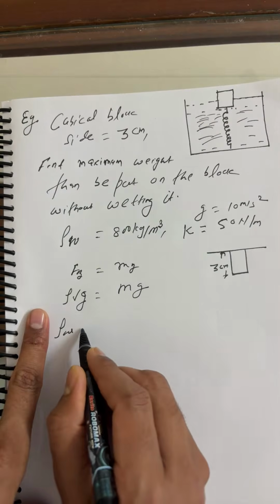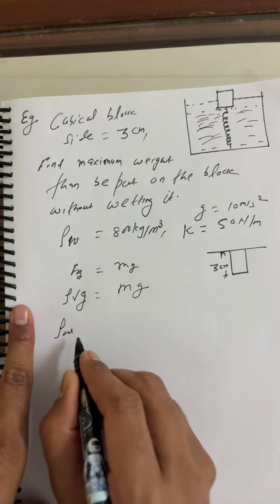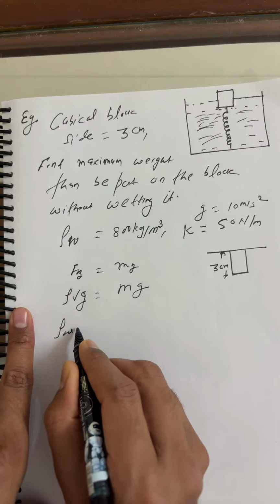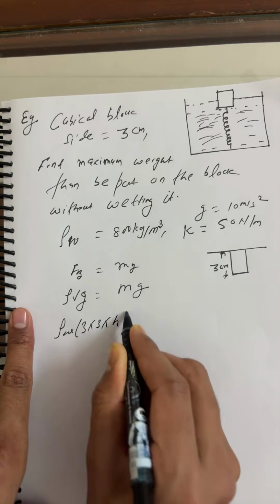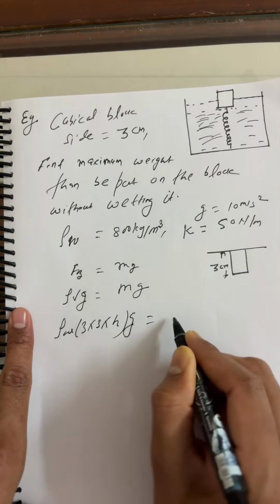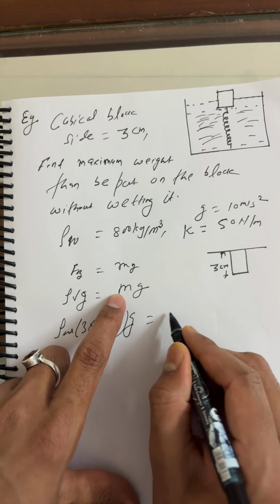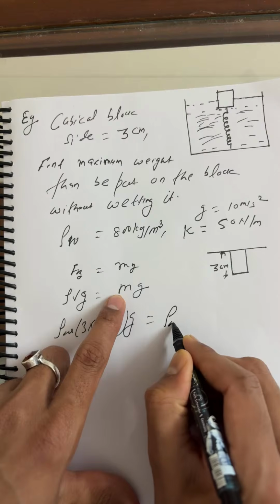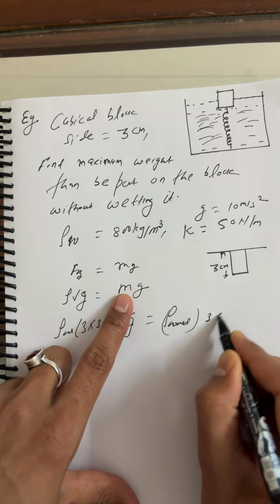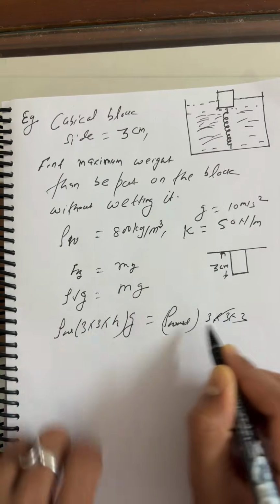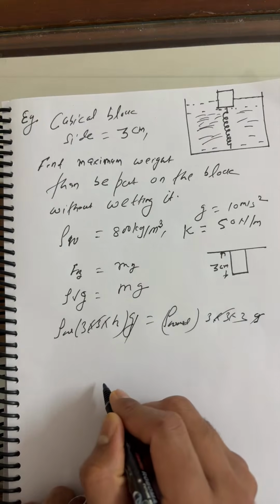So this is 3 into 3 into h, because we are considering that h is the height initially under the water. So the density of water times 3 into 3 into h times g equals the mass of the cube, which is density of wood times volume, 3 into 3 into 3, times g.